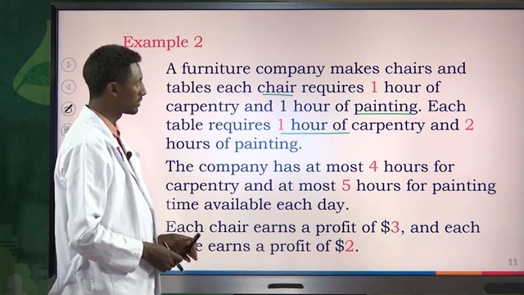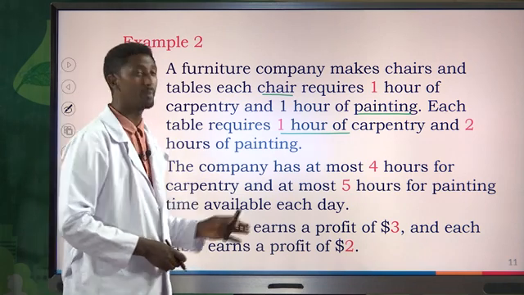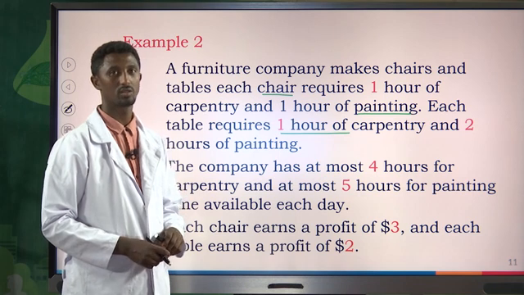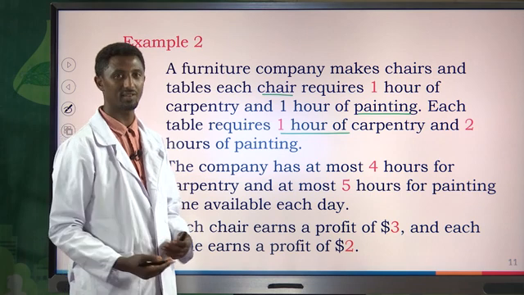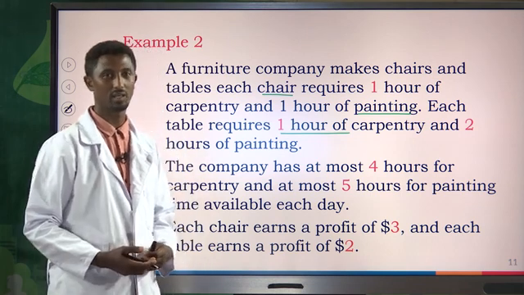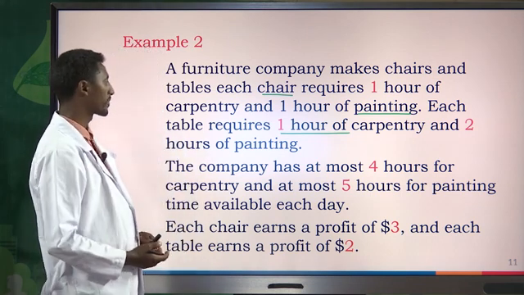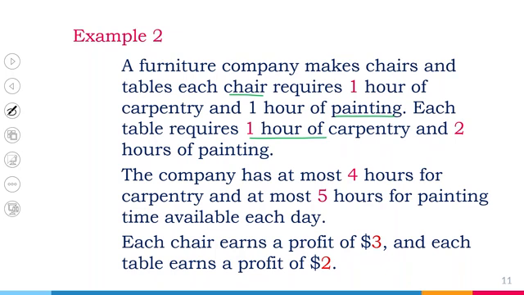So here, this furniture company has 2 constraints. They are time constraints. The one is for carpentry, the other is for painting. And also, the company makes a profit of $3 for each chair and $2 for each table. So how many chairs and tables should the company make to have a maximum profit?